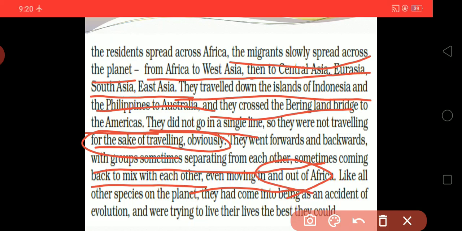So from this we can see that many ancestors migrated from Africa to different countries and places and settled there permanently. This way the ancestors separated, and our species spread all over the planet like all other species. They came into being by an accident of evolution, and were trying to live their lives the best they could.